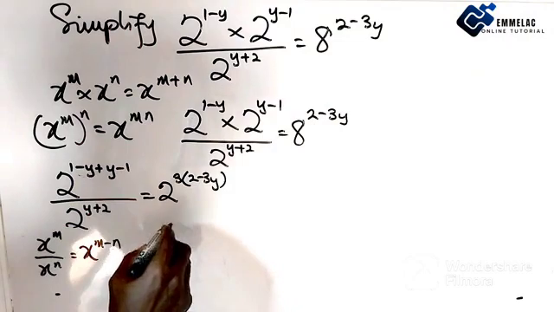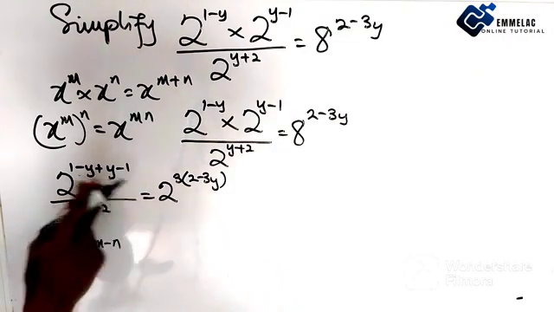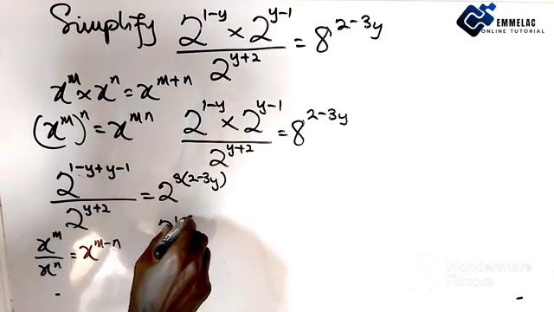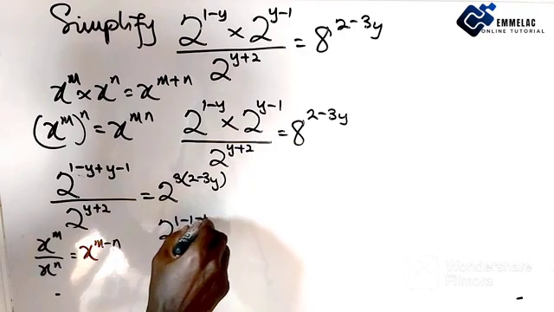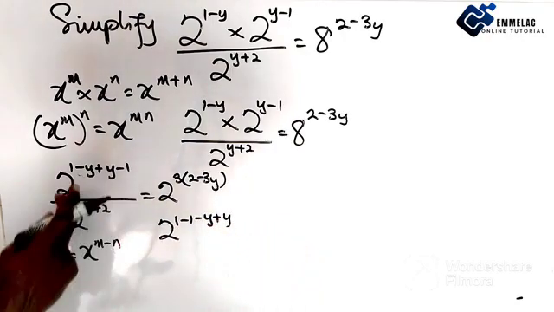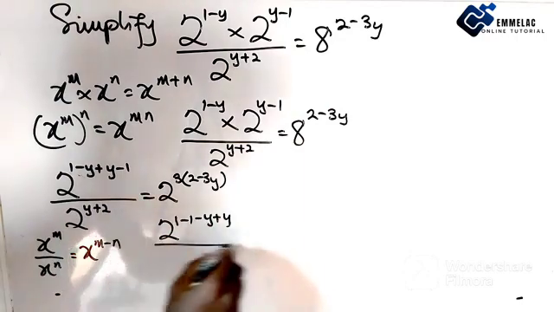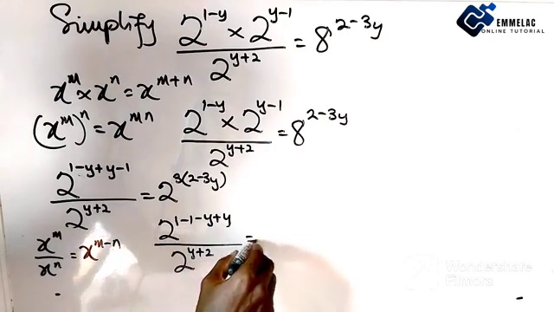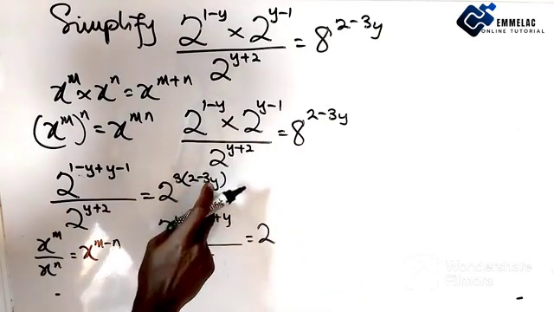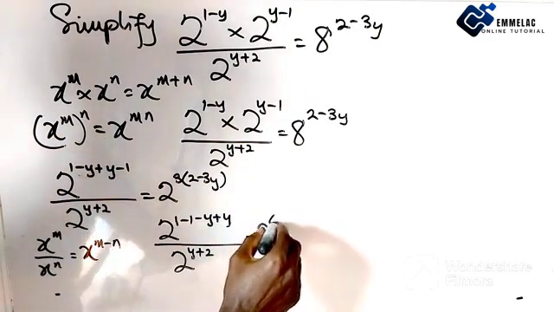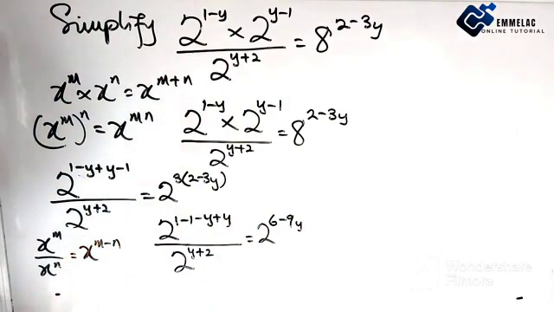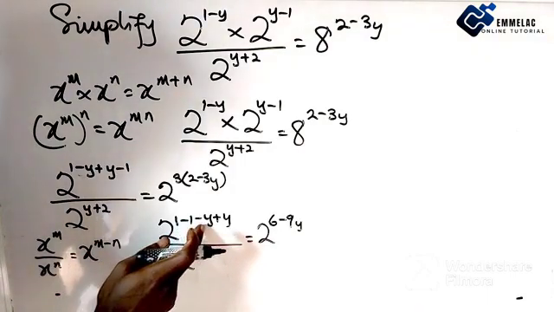Okay, let's move further. Simplifying, here you have 2. Collecting like terms, you have 1 minus 1 minus y plus y, then over 2 to the power y plus 2 equals 2. Opening this bracket, following this rule, we have 6 minus 9y, right? And as such, simplifying further, 1 minus 1 is 0, so it's 0.